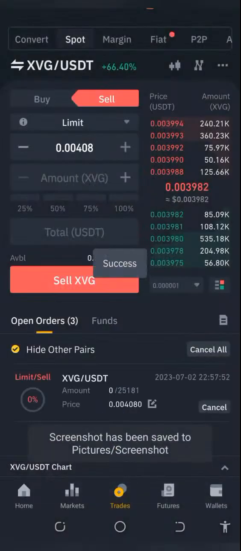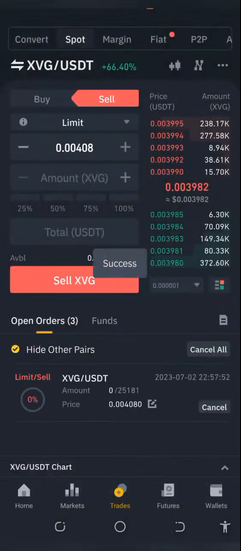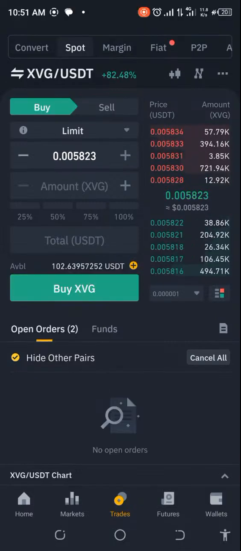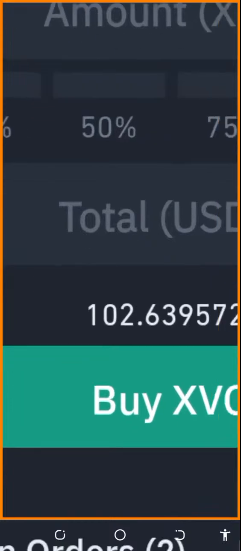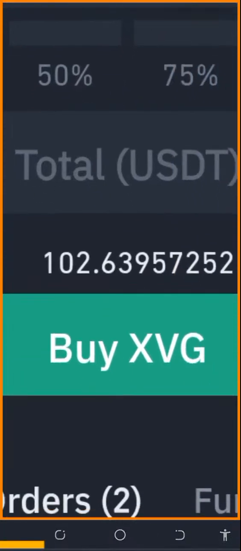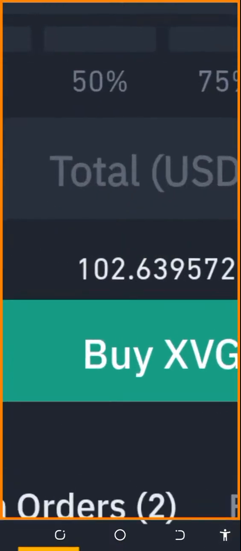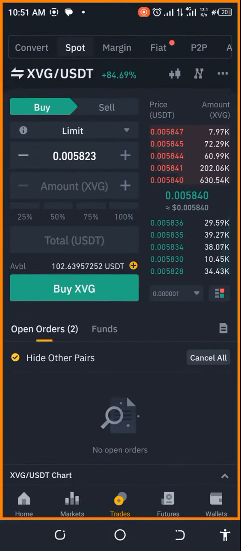So let's see. We're currently in the queue right now. Let's see how long this will take, and I will be back to give you the results. Wow, woo! It has already executed. Can you see what I can see here? We made 102.63. That's like $2.63, almost $2.64. That's really good.